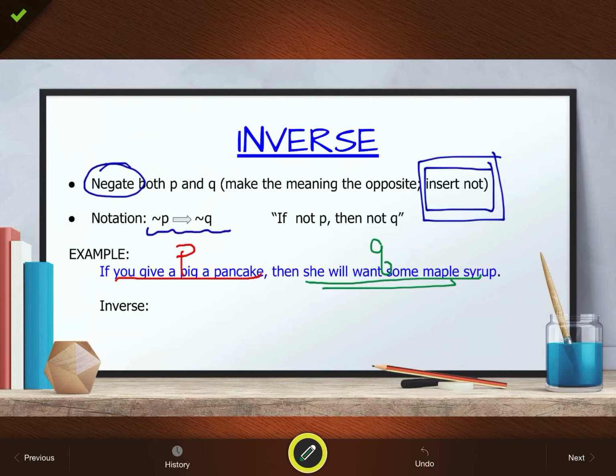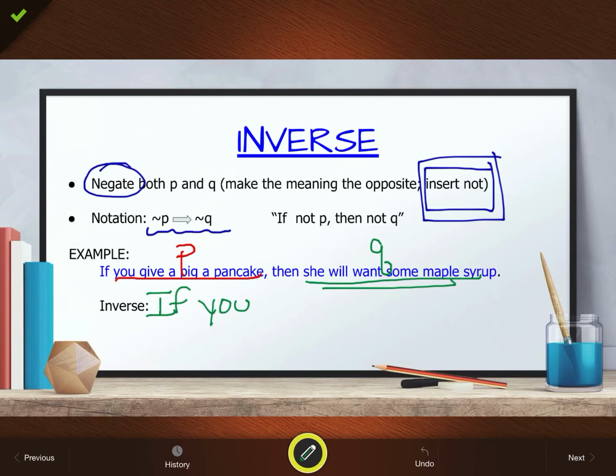How do I make it mean the opposite? You give a pig a pancake. Well, I do. You don't give a pig a pancake. That has the opposite meaning. Either you do give or you don't give. The opposite is don't. So basically all I'm doing is inserting not. I did have to tweak it a little grammatically, because what I don't want to do is I don't want to say, if you not give a pig a pancake. That's not how we speak, and that's not how we would write that.